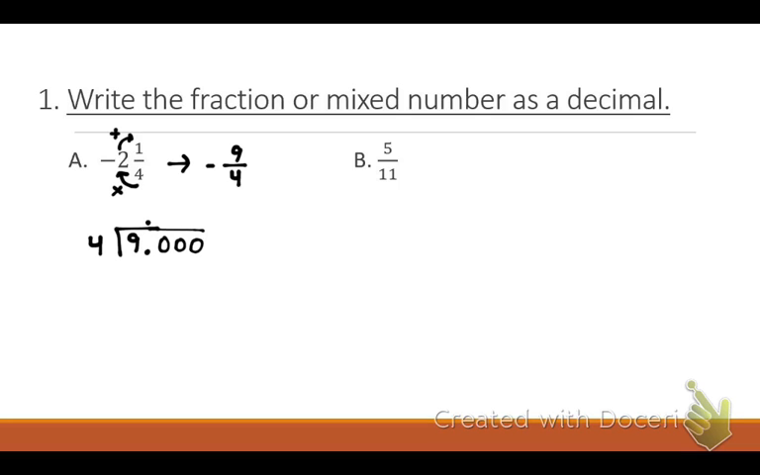Guys, how many times can a 4 go into a 9? 2 times. What's 2 times 4? 8. What's 9 minus 8? 1. Is this 1 smaller than that 4? Yes, bring down one of the zeros.